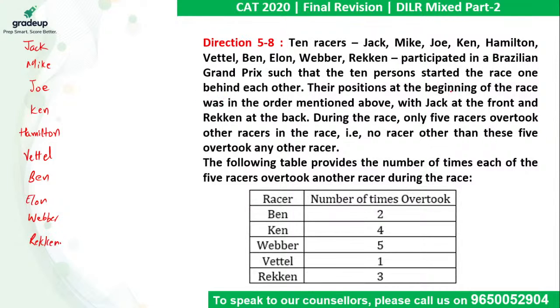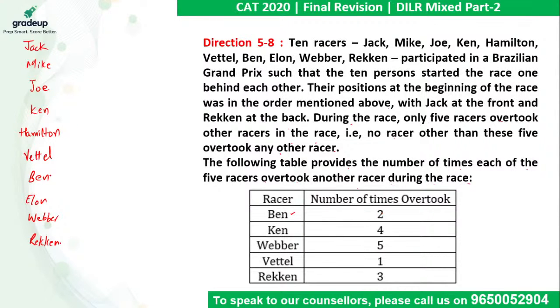So their positions at the beginning of the race were in the order mentioned above, with Jack at the front and Reckon at the back. During the race, only 5 racers overtook other racers. That is, no other racer other than these 5 overtook any other racer. The following table provides the number of times each of the 5 racers overtook another racer during the race. So given to me is Ben overtook 2 times.